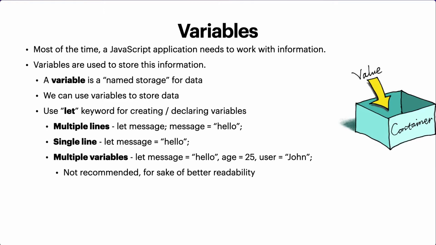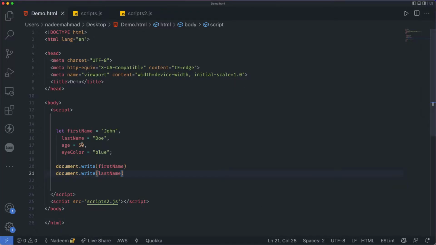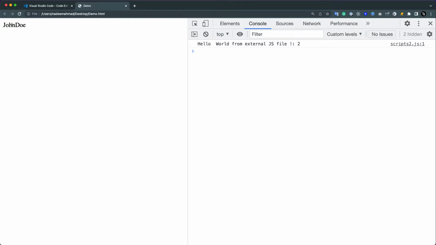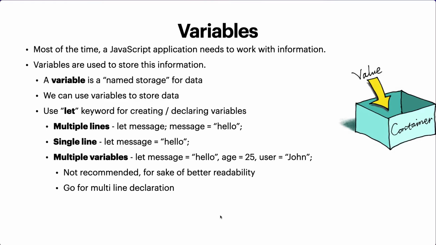But this is not recommended for the sake of better readability. Go for multiple line declaration. So if you really want to declare multiple variables, just start them with their own let keywords and just get rid of the commas for now. This way it is more readable rather than writing it on a single line. And I'll just do let iColor, and then when we save it and refresh, we'll get the same result over here. So this is how we declare the variables.